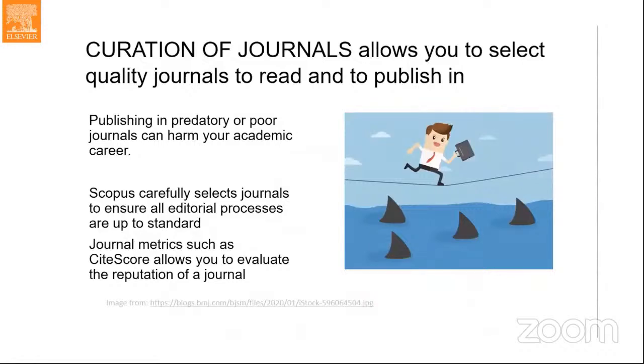Predatory journals are those journals which charge an open access fee to researchers to publish their manuscripts, but they don't do the editorial functions such as peer review, plagiarism checking, archiving, etc. So falling prey to predatory publishing can seriously damage your research career. And we also provide metrics such as CiteScore to help researchers and students such as yourselves evaluate the reputation of journals.